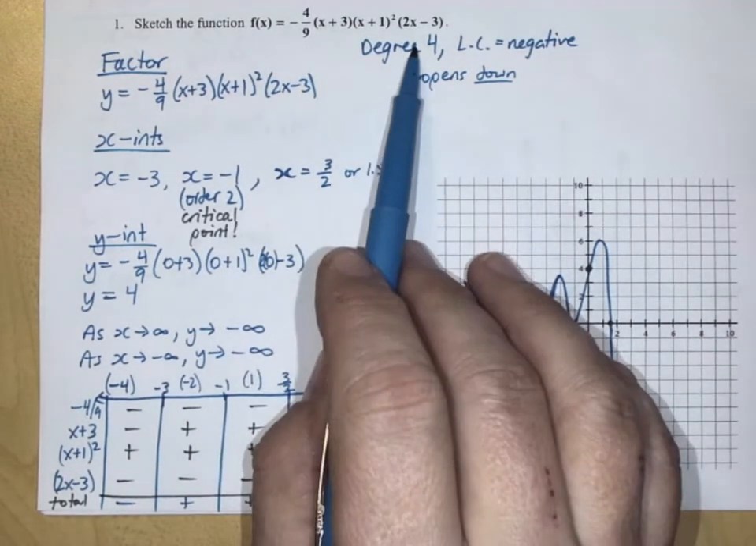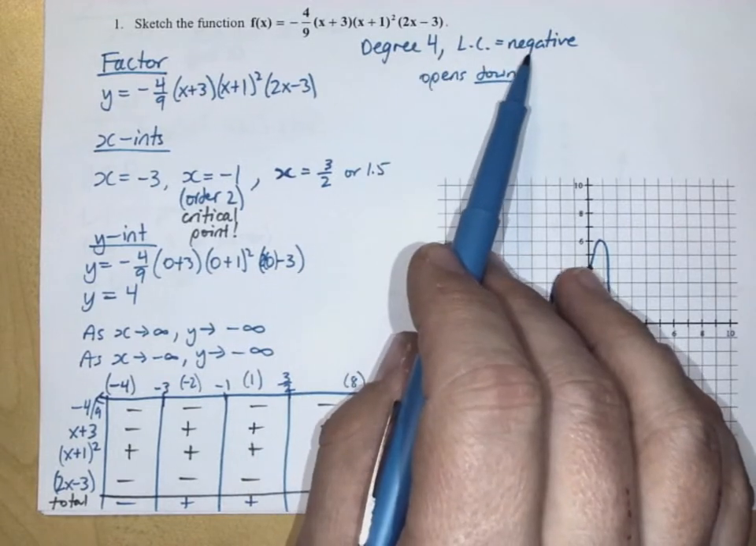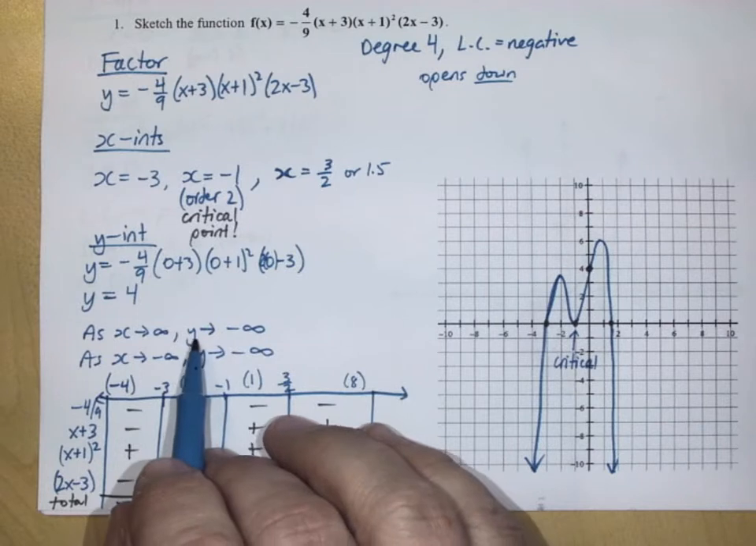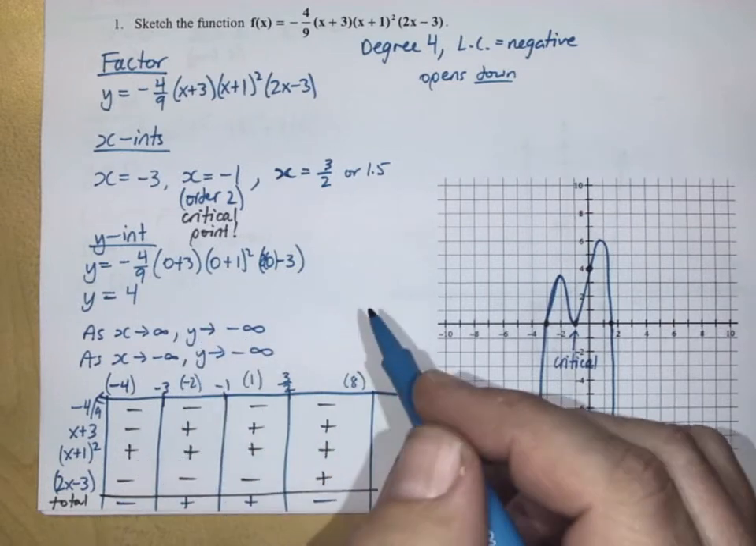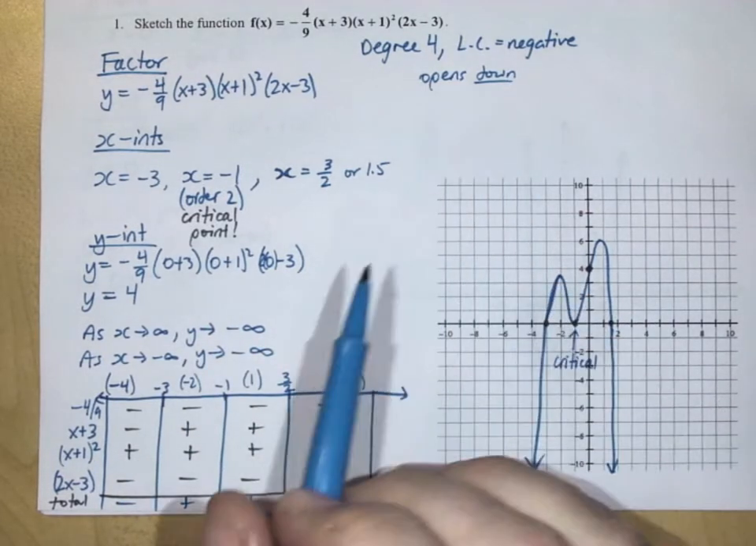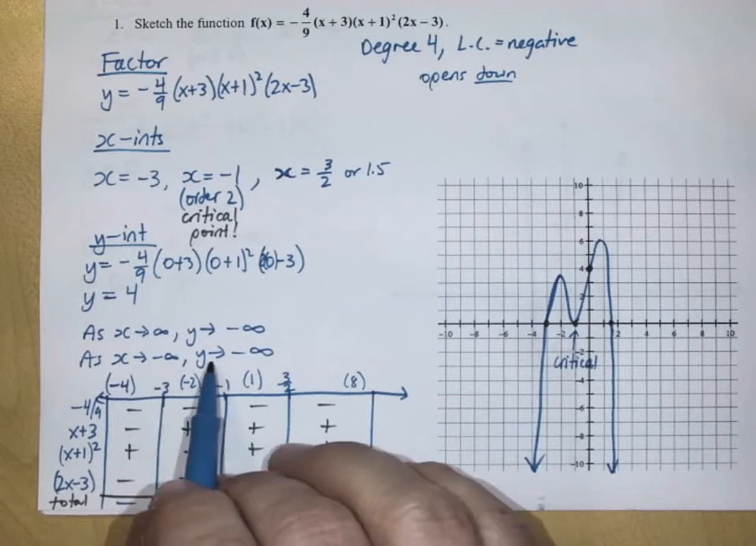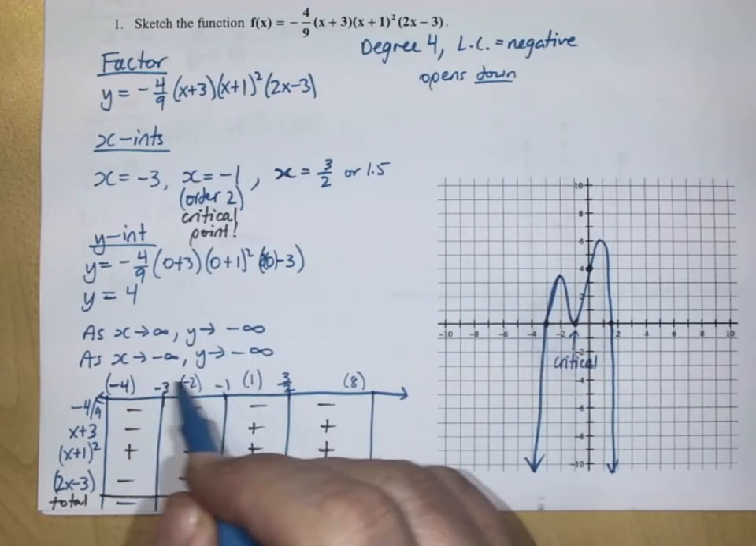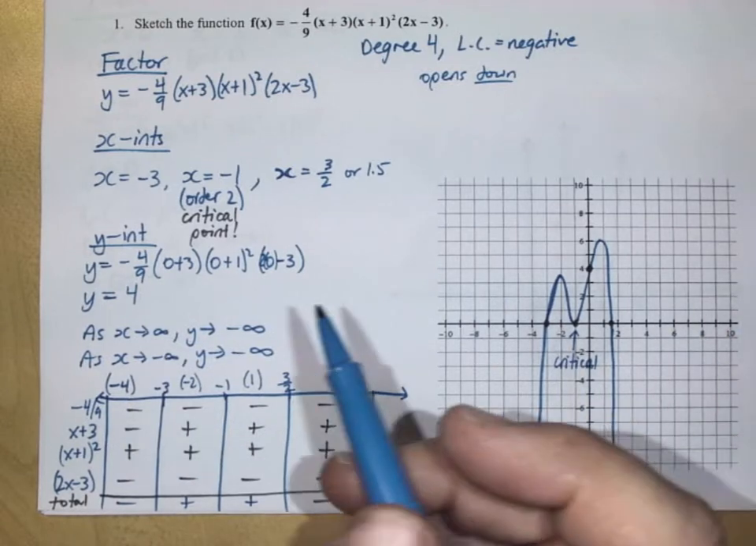Behavior for a degree 4 leading coefficient being negative, opening down: as x approaches infinity, y approaches negative infinity, it's opening down, like I said up here. As x approaches negative infinity, y would approach negative infinity as well. You saw a couple of questions like that on your quiz just recently.